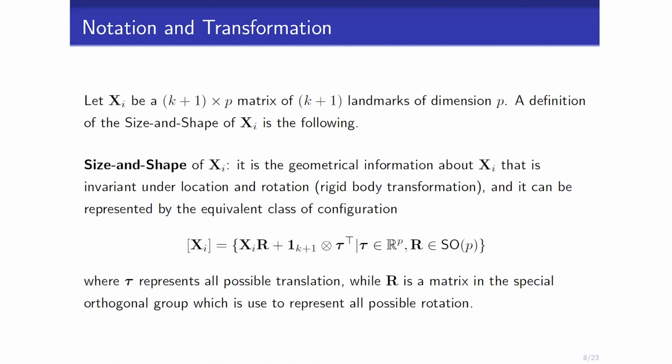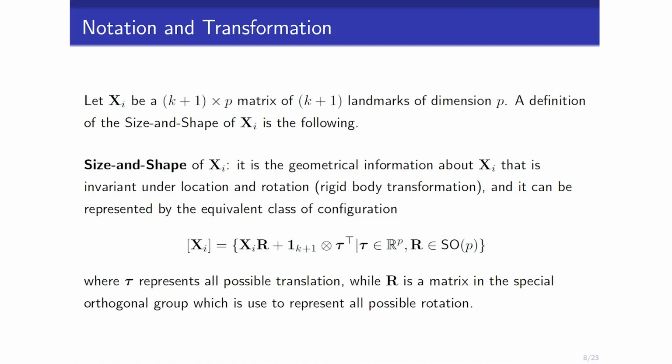Let's suppose we have a matrix which has k+1 rows and p columns, and this represents an object. Each row is a landmark, so landmark 1 is the first row. If you are working with a two-dimensional object, p is equal to 2, so the first row represents the two coordinates. So p is generally 2 or 3. The idea is to find the shape and size of this object.